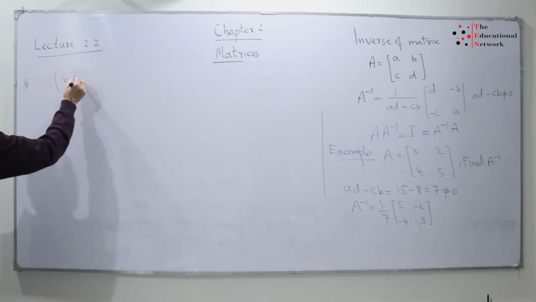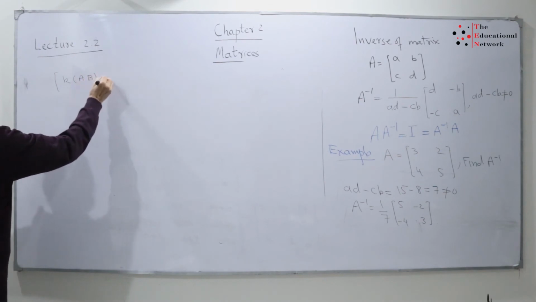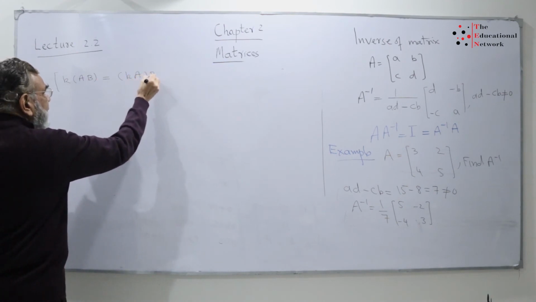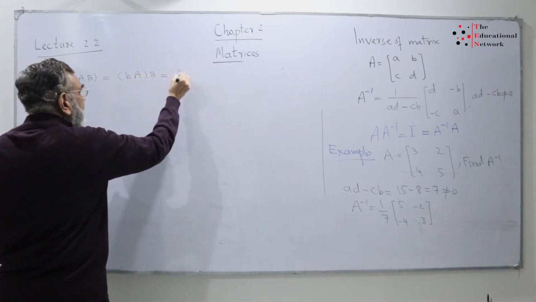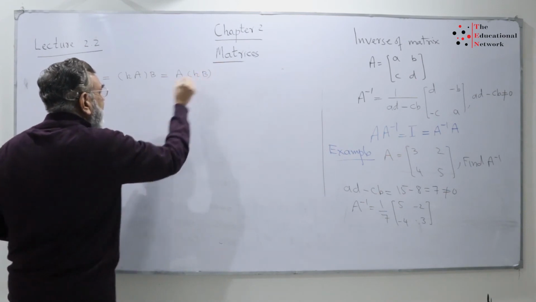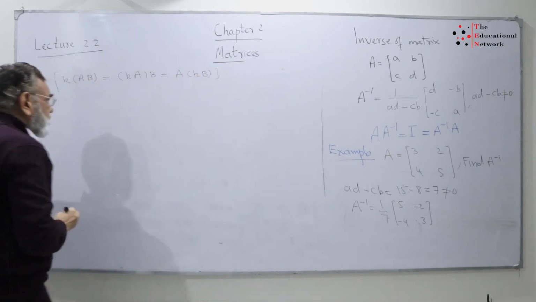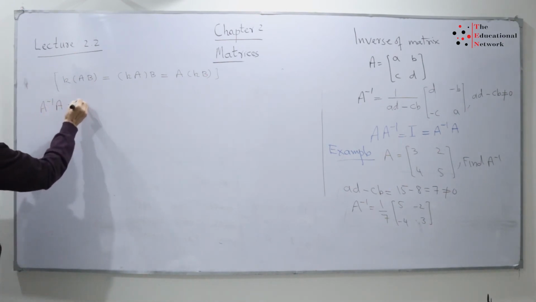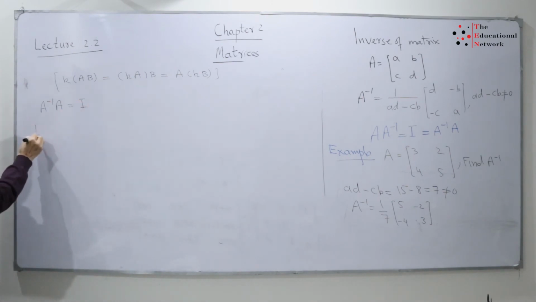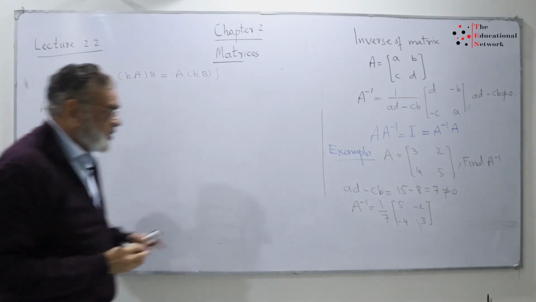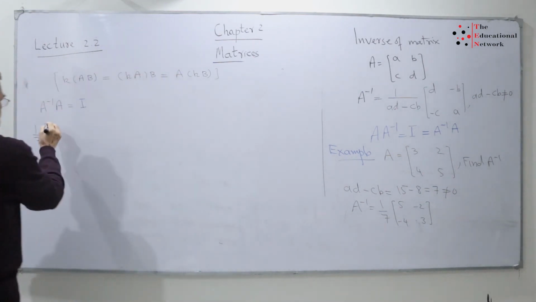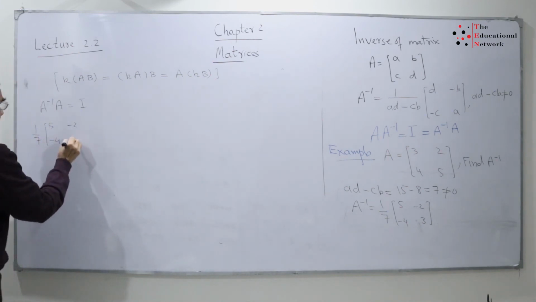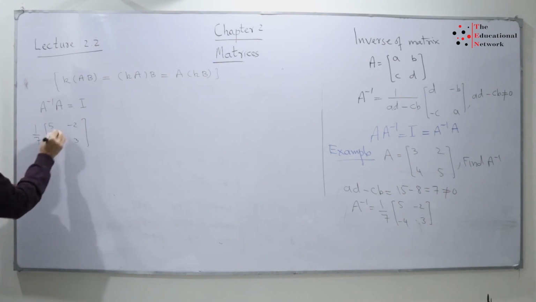I just want to write a property. K is a scalar, A is a matrix and B a matrix. I can write K anywhere I like. I can write KA, then multiply by B, or I can write A multiplied with KB. So we can write K anywhere we like. I use this property, and also I want to prove that A inverse A is equal to I. My A inverse is 1 upon 7 times the matrix 5, minus 2, minus 4, 3.